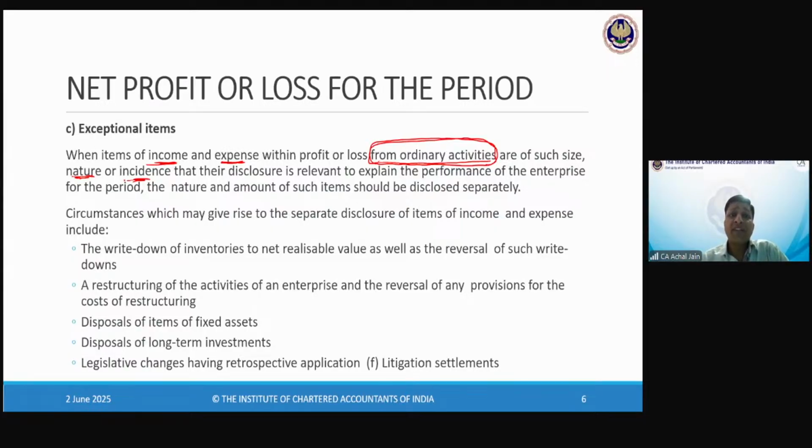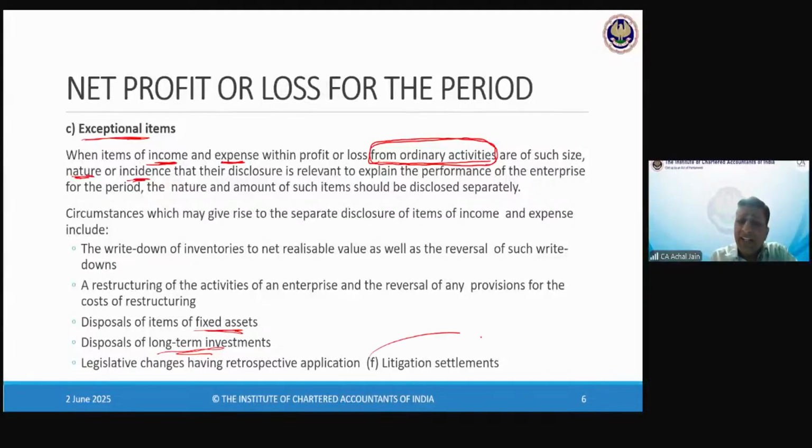So when you present them separately, what do you call them? Exceptional item. And when you present them separately, you also give a disclosure for the same. Now, what could be an example for this? Say during the year, fixed assets have been disposed of and it's a significant amount. Long-term investments have been disposed of. Again, when the amount is significant.